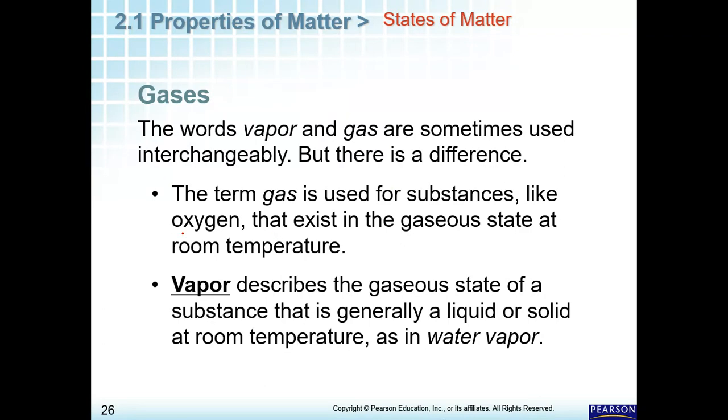Things like oxygen, neon, helium, hydrogen, carbon dioxide, those are all gases at room temperature, so that's why we can call them gas. But things that are in their gaseous state that are usually liquids or solids at room temperature, we call vapors. So for example, at room temperature, water is a liquid. However, you can heat water up to turn into steam or water vapor, and that's why we call it water vapor. Same thing with a lot of other things as well. We can heat them up and turn them into a vapor.